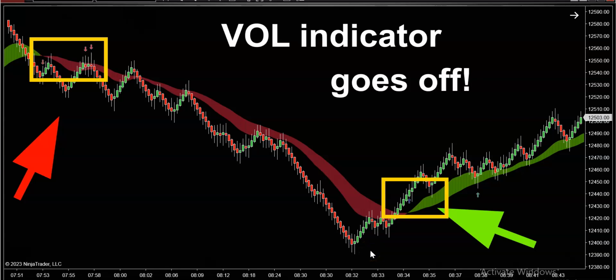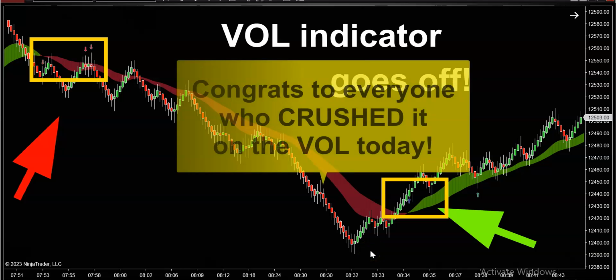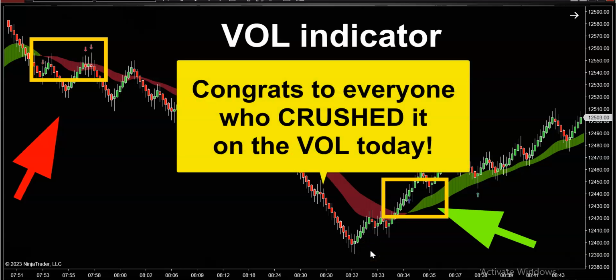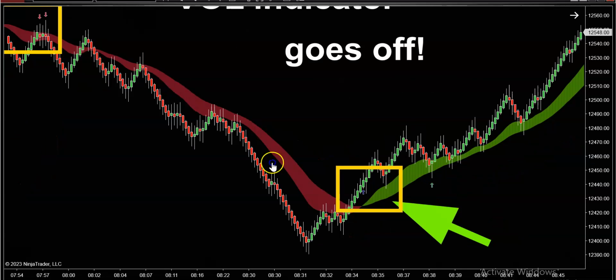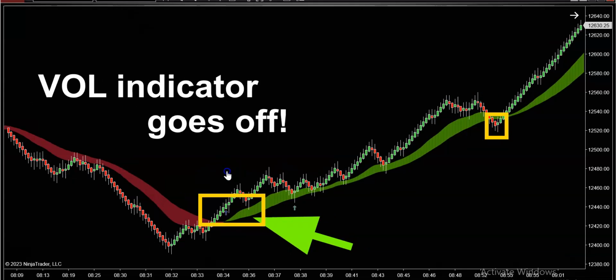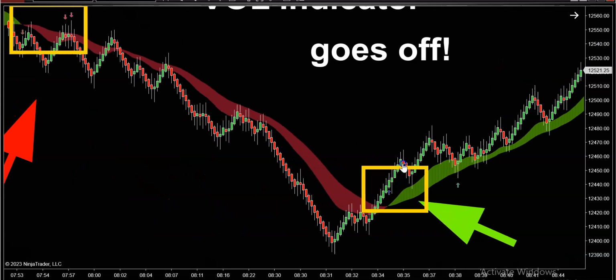So here's what I want to do first, okay? First, I want to congratulate and give a big shout out to all of my customers who were successfully able to catch both sides of this move today. This was, in my opinion, man, the trade of a lifetime, especially this beautiful long right here. I mean, this was unlike anything I've ever seen before, okay?